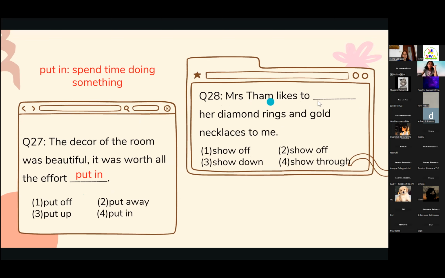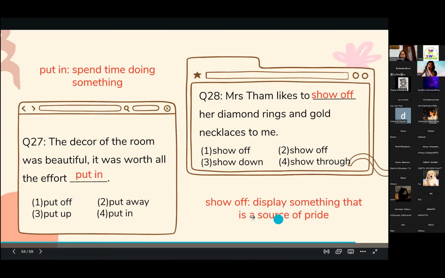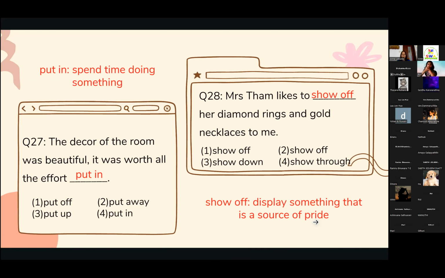Then question number 28. Mrs. Tam likes to blank her diamond rings and gold necklaces to me. And the correct answer for this would be show off. So show off means to display something that is a source of pride. If it's a source of pride, it means it's something that you're very proud of and you want someone to see. That's why Mrs. Tam is showing off her diamond rings and gold necklaces. Because to her, the diamond rings and the gold necklaces are something that she's very proud of and wants others to see as well.